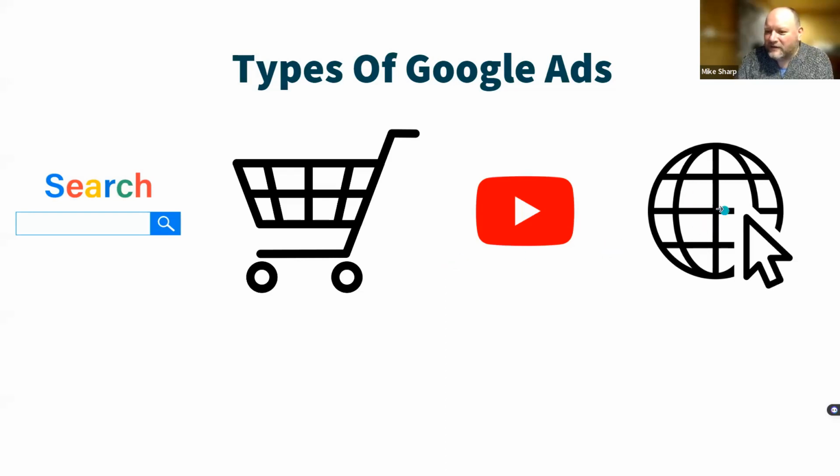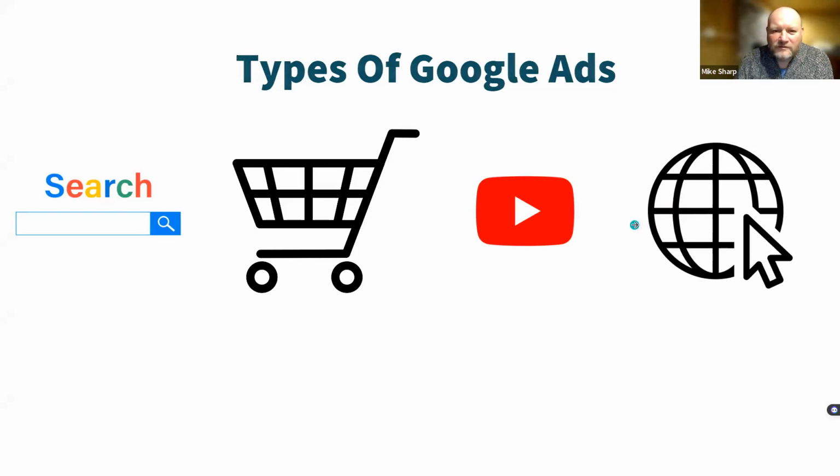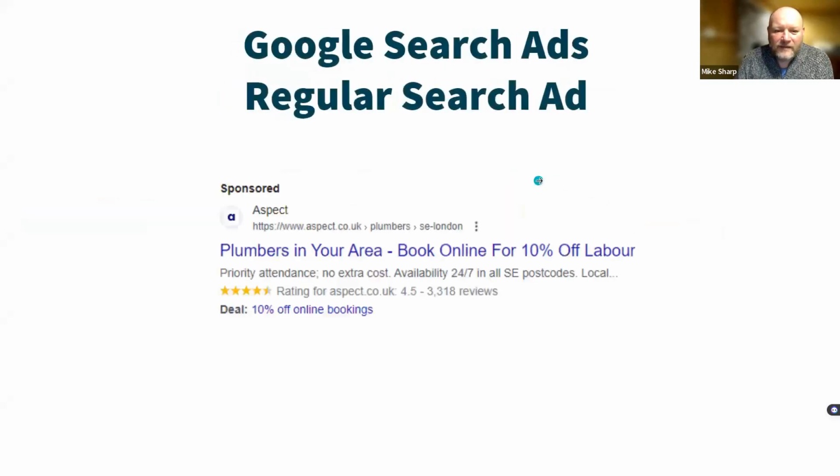And this one is display ads, and these are Google ads which display on the display network. And the display network are websites who agree to show ads on their websites for a bit of money. So you may have seen that as well, but I'll explain a bit more. So yeah, this is an example of a regular search ad. So I think we've all seen that.